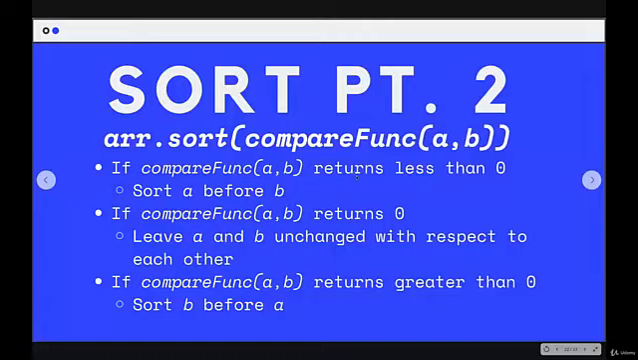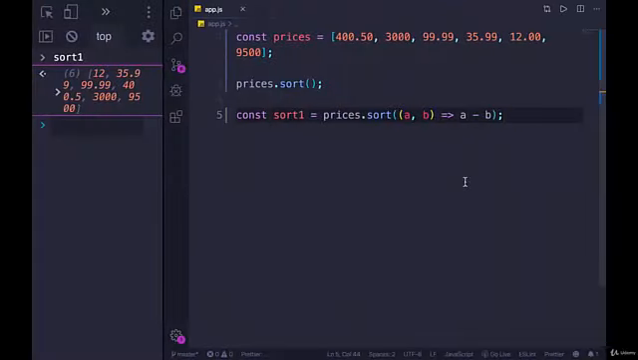If we come back to this chart, remember that if the compare function returns a negative number, it sorts A before B, where A is the first element, B is the second. If it's a positive number instead, it sorts B before A. So if we walk through this with a simple example, the first time this callback is executed, we have 400.5 and 3,000.